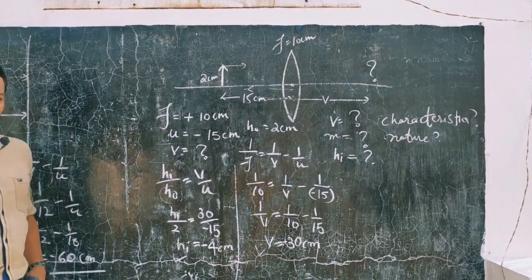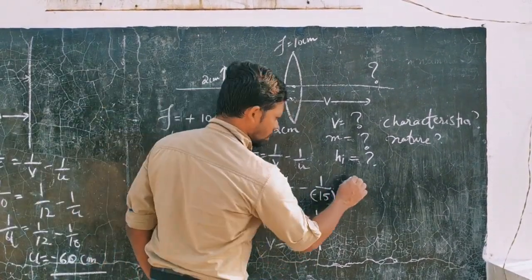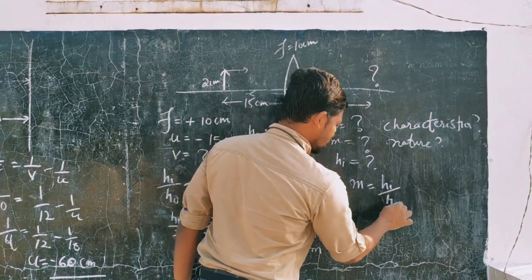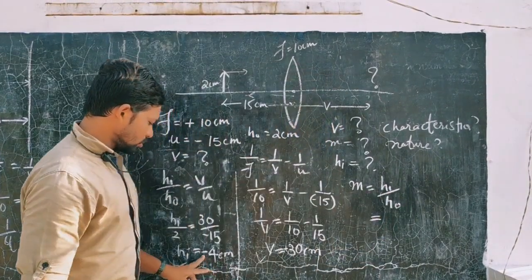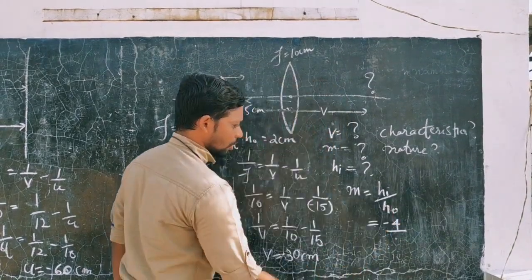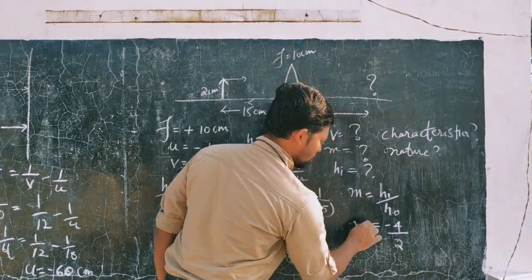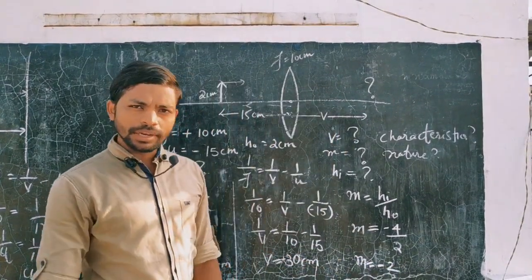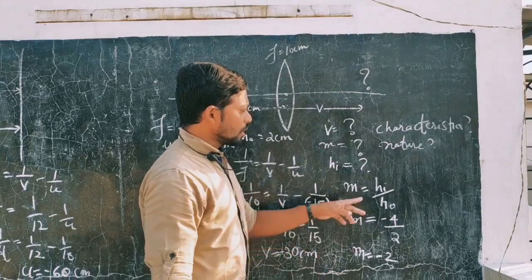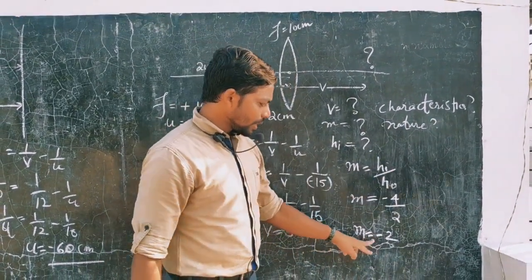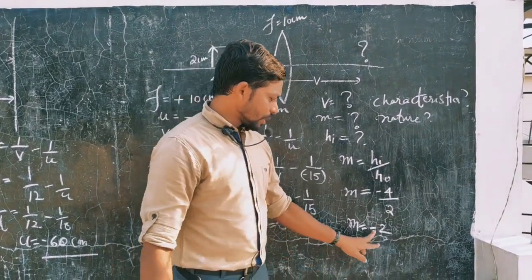We are just left with magnification. Magnification formula, M is equal to HI by H0. HI is minus 4 by H0, which is 2. So M is equal to minus 2. So let me tell you friends, in the question they also asked what the characteristics or nature of the image are. So looking at the M value, we can clearly tell from this minus.